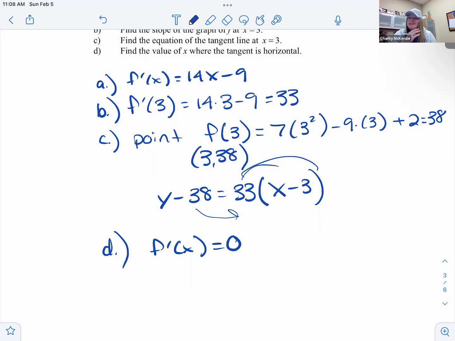Okay, so that might be something you add to your note card. Just hard to remember. So our derivative was 14x minus 9. Where does that equal 0? And that's going to give me the values of x where the tangent line is horizontal. So I can add the 9, divide by the 14. I get 9/14 is the value of x where the tangent line is horizontal.